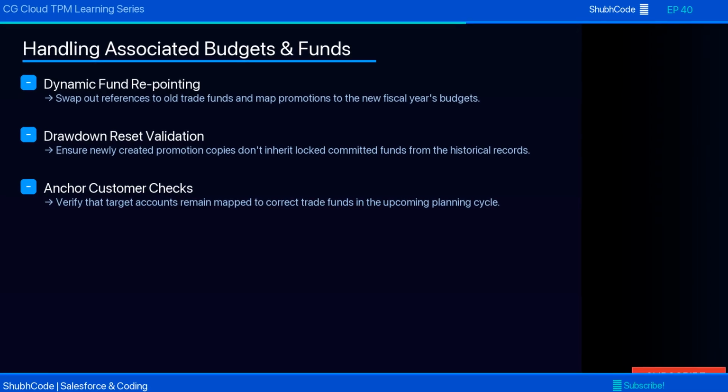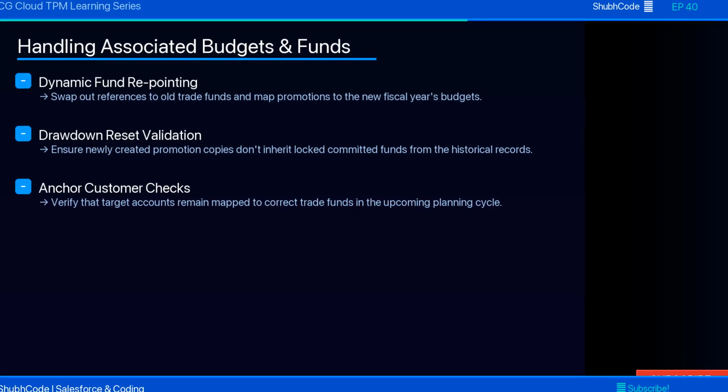What happens to funds and budgets during a rollover? If you blindly copy a promotion, it might point to last year's closed budget, leading to immediate validation errors or accidental budget drawdowns. Our rollover engine must dynamically swap the old fund ID with the new active fiscal year's fund ID using a metadata lookup table. Imagine pointing your digital wallet to a fresh bank account instead of your expired credit card. This decoupling ensures that we preserve the integrity of both old and new financial ledgers.